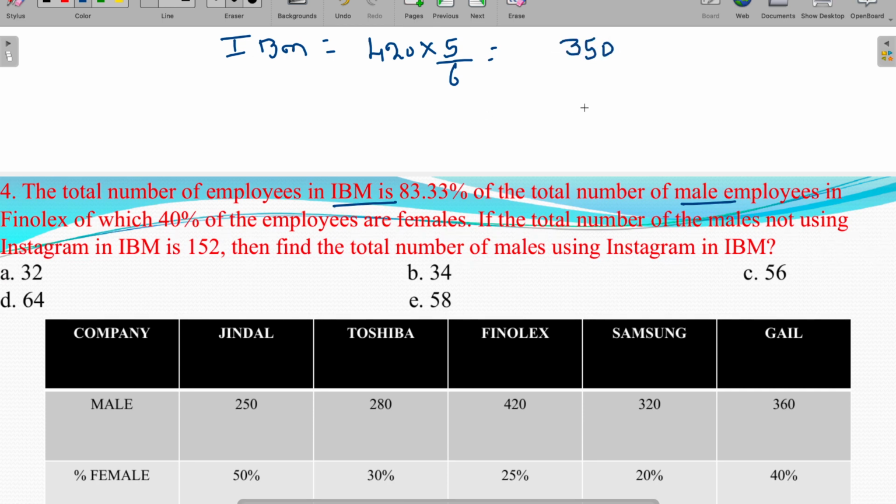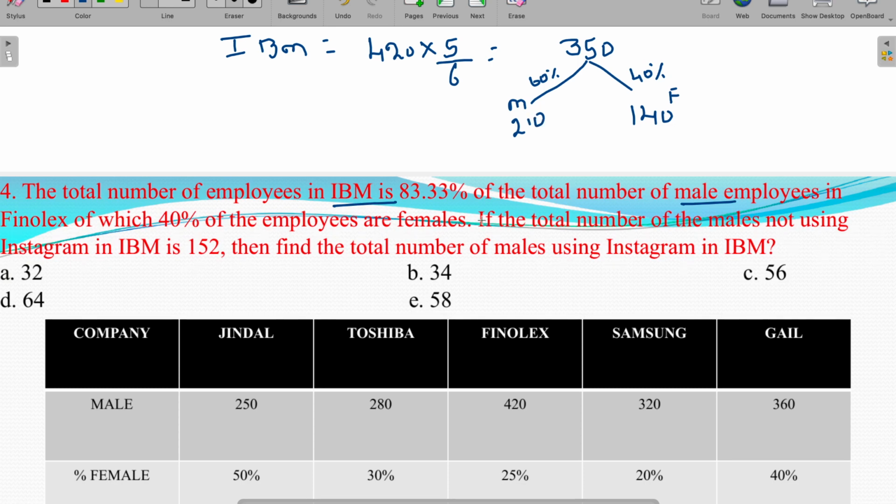Out of 350, 40 percentage females are there. 40 percentage of 350: 35 into 4, 70 into 2, 140. Double and half method. 140 females are there. Then tell me how many males are there? 60 percentage of 350, means 30% of 700, double and half, that will be 210.